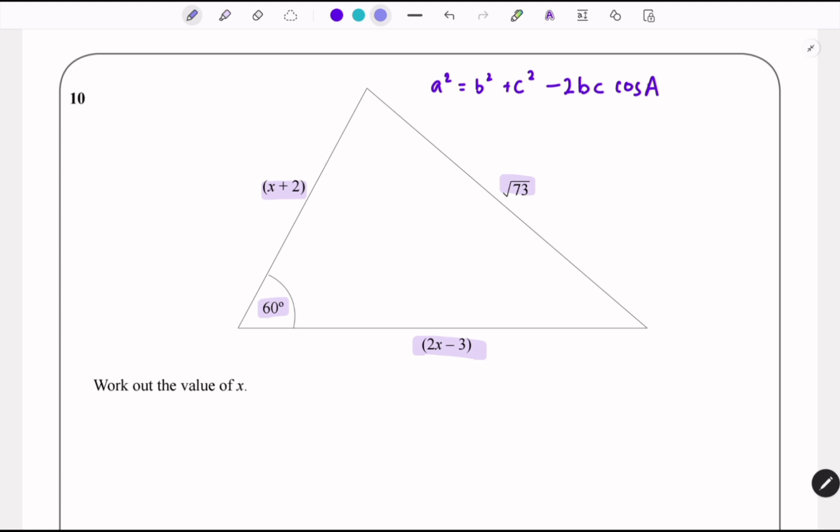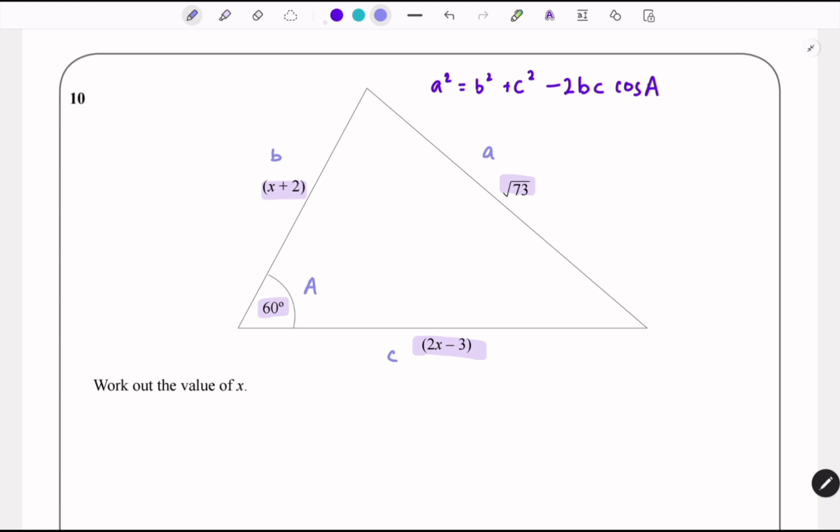When we're labeling the triangle, we always label our angle first. So this is going to be angle A, since it's the only angle. Since this is angle A, the opposite length is going to be the side, so that's length A. The other two are going to be B and C, and it doesn't matter which one we call B or C, we'll still get the same answer. So that's B and that's C. Now we just need to substitute everything straight into the equation here.